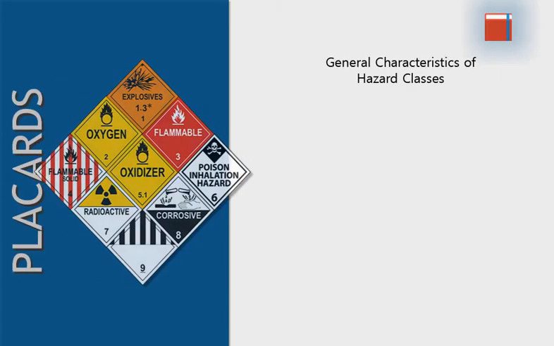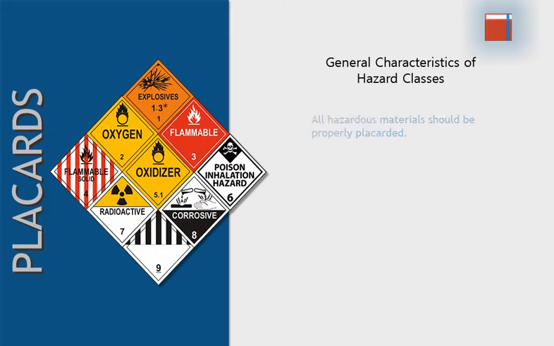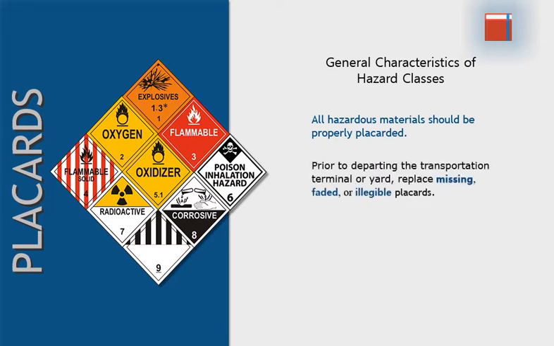Hazardous material identification. Hazardous material rail cars should be placarded properly. Prior to departing from a transportation terminal or yard, replace missing, faded, or illegible placards.